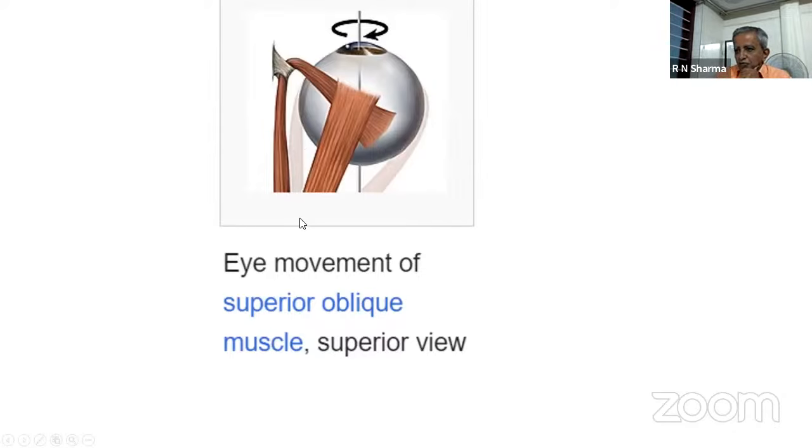Superior oblique starts from the apex of the orbit, turns around the pulley, trochlea, runs above the globe, running posteriorly, getting inserted into the posterior superior outer quadrant.